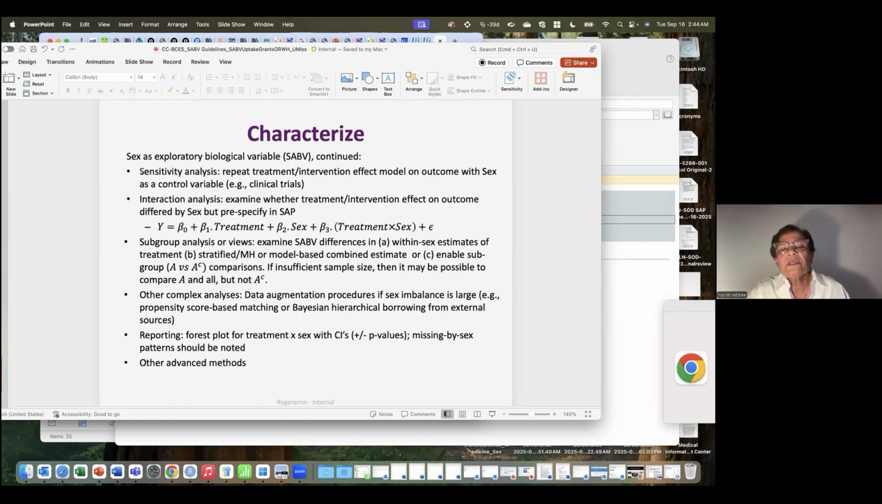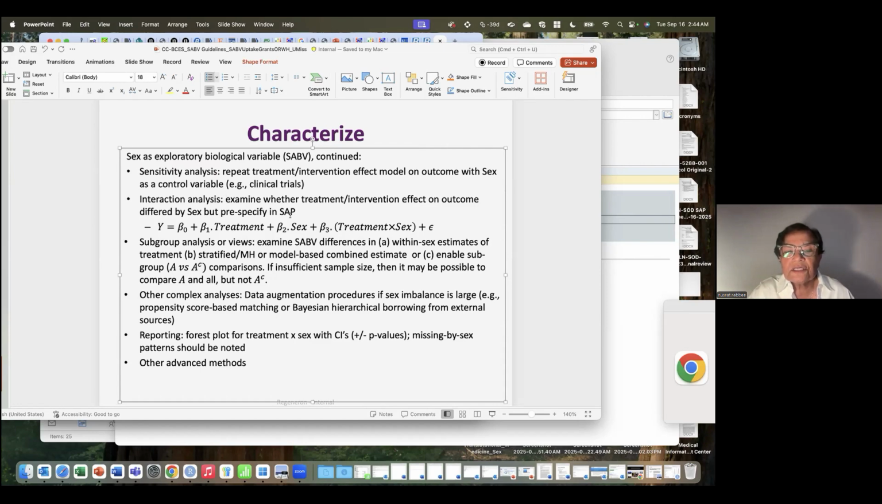One thing, as I mentioned, there are sensitivity analyses. It's usually done in the setting of clinical trials. The interaction analysis is important, and you should pre-specify this in your statistical analysis plan. You can also do subgroup analyses where you can get a within-sex estimate of treatment effect. You can do a stratified test or a model-based combined. After doing this stratification, you can do a combination of the strata for everybody, the treatment effect.